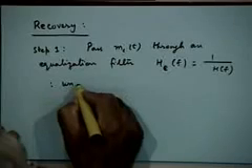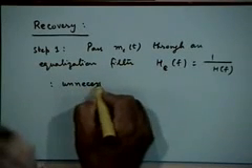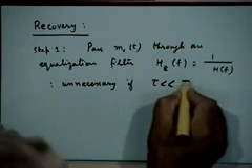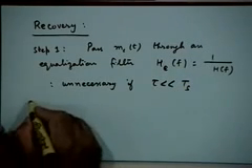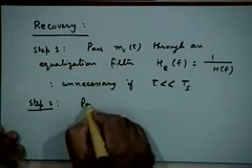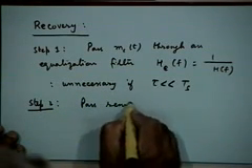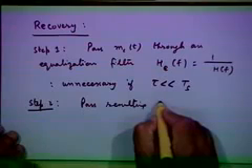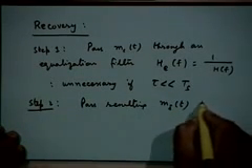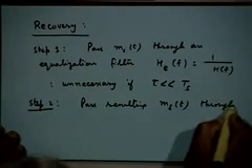So, unnecessary if tau is much less than Ts. And step 2 would be: pass the resulting impulse sample signal through a low pass filter, an ideal low pass filter.